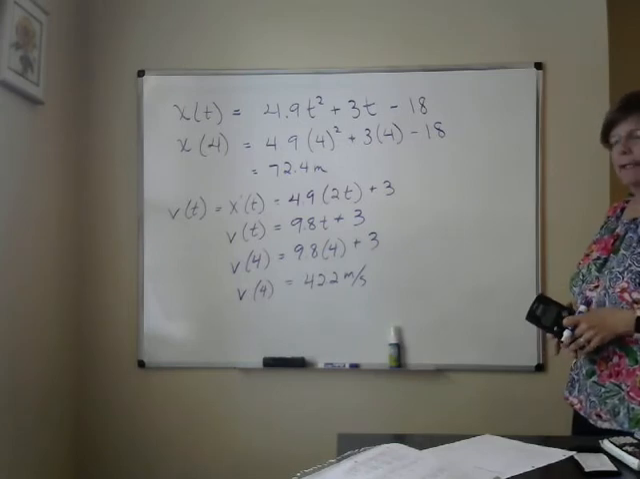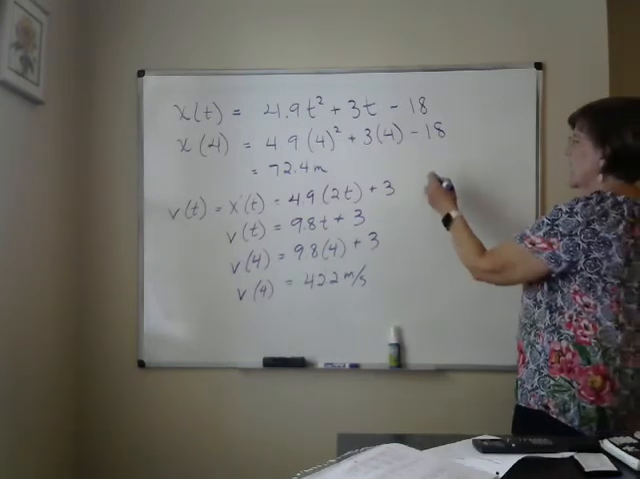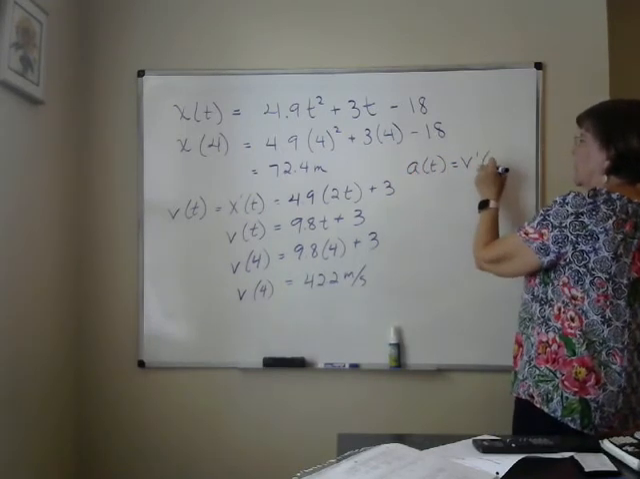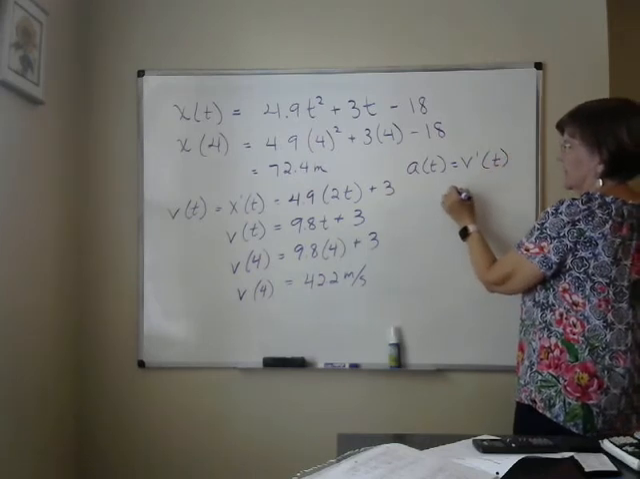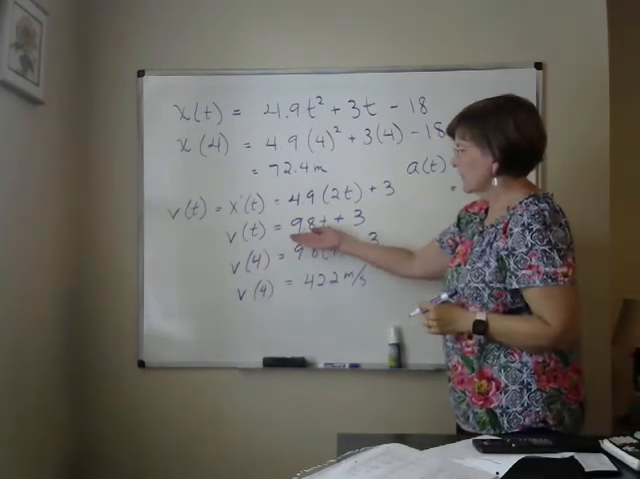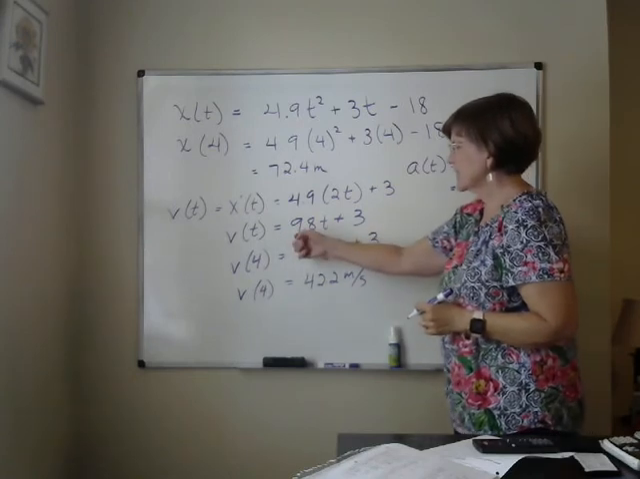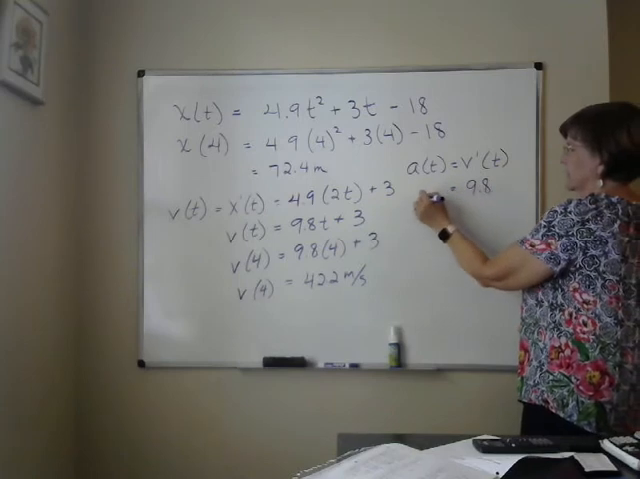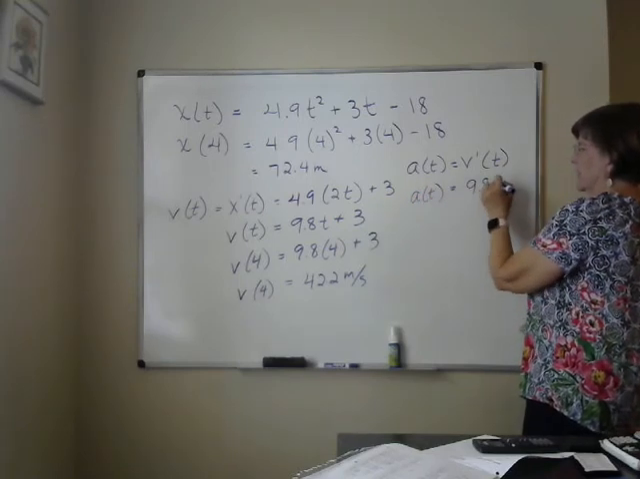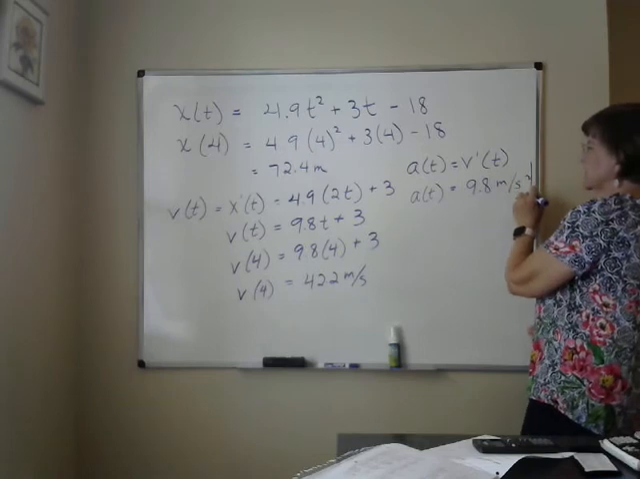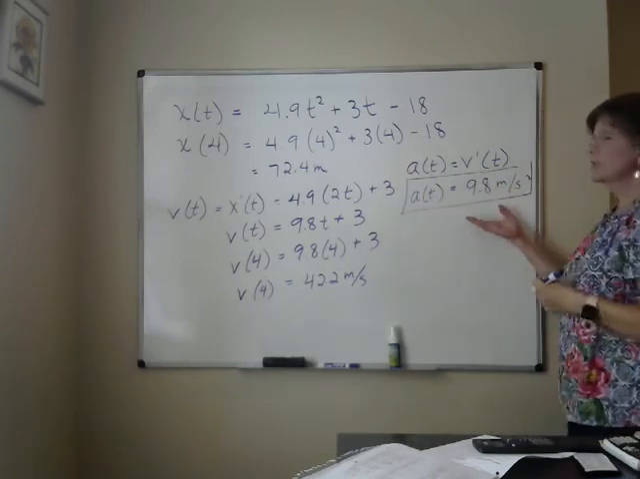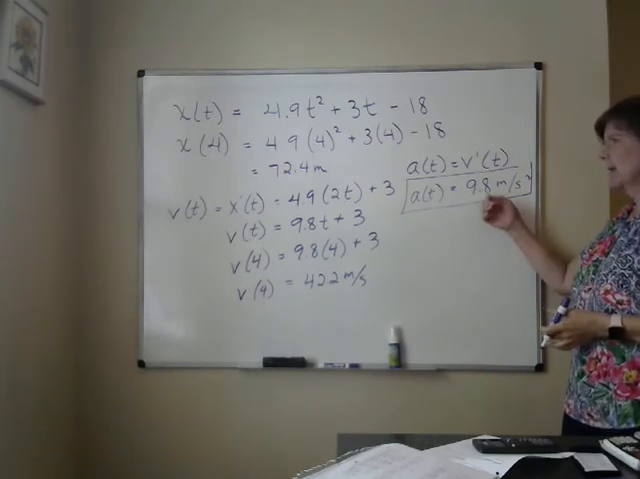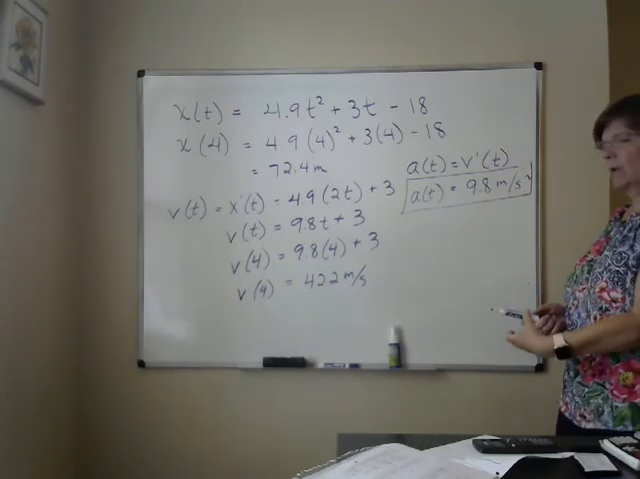If I want to get the acceleration that's related to this, I know that the acceleration function is the derivative of the velocity function. My velocity function is 9.8t plus 3. Well, the derivative of 9.8t plus 3 is just 9.8 meters per second squared. Notice in this case, the acceleration is a constant. It didn't actually depend on time. So the acceleration at 4 seconds would be 9.8 meters per second squared.